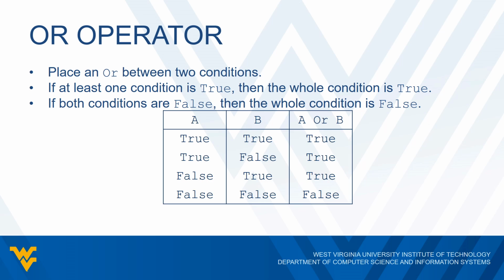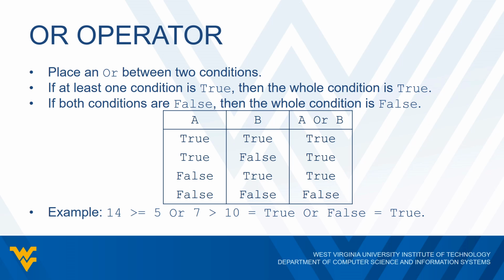So let's take a look at the truth table for the OR operator. And we see it's pretty straightforward. If I have conditions A and B, we can see what's going on with A or B. So if A and B are both true, A or B is going to be obviously true. If A is true and B is false, A or B is still going to be true because one of them is true. If A is false and B is true, A or B is still true because B is true. And then if both A and B are false, then A or B is also going to be false.